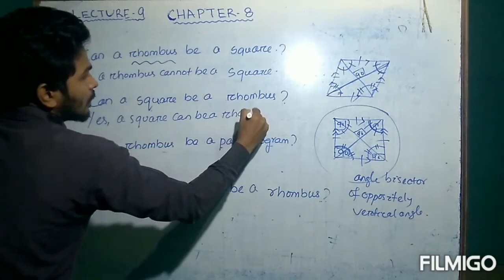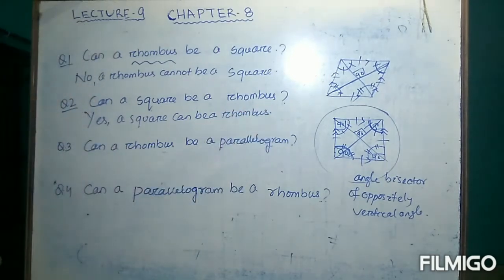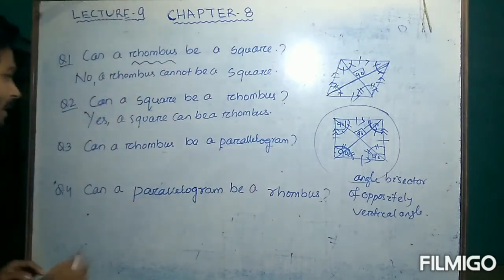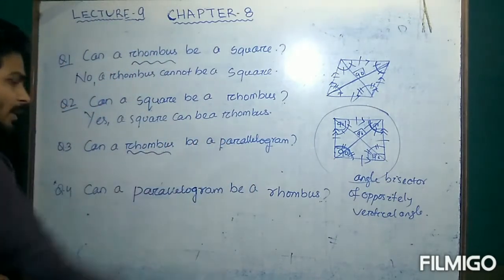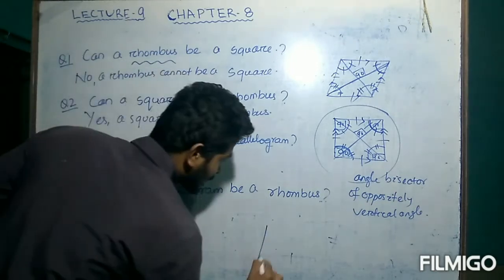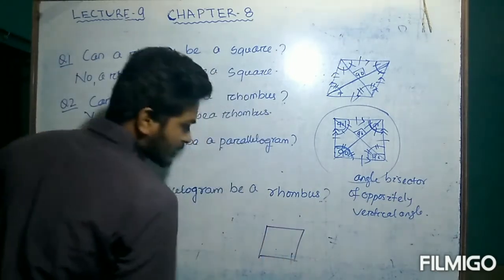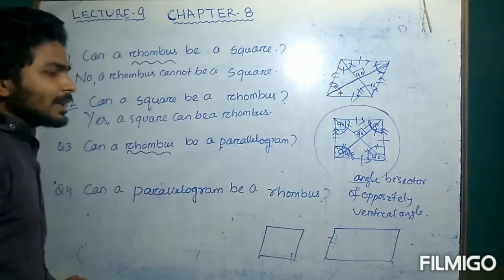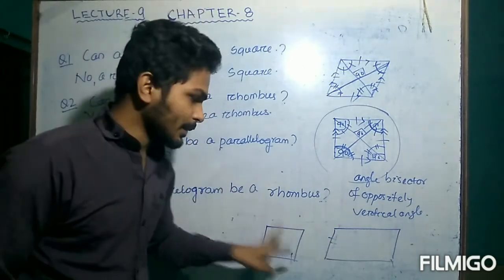Yes, a square can be a rhombus. Now the third important question is, can a rhombus be a parallelogram? Let's verify whether a rhombus satisfies every property of a parallelogram or not. Rhombus, parallelogram. Okay. First property, it is a quadrilateral, it is a quadrilateral.